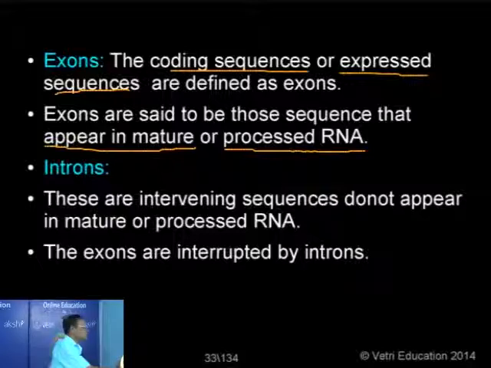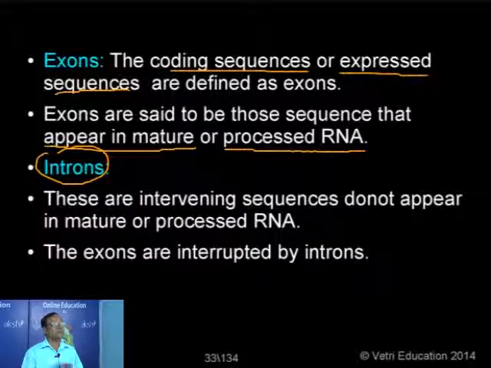The other sequences are the introns. These are intervening sequences normally present along with the exons, but they do not appear in the mature, active or processed mRNA. During processing, we have a process called splicing, which you will see later. During this process, these sequences are removed because they have no function; they are not used in expressing a particular phenotype or protein.